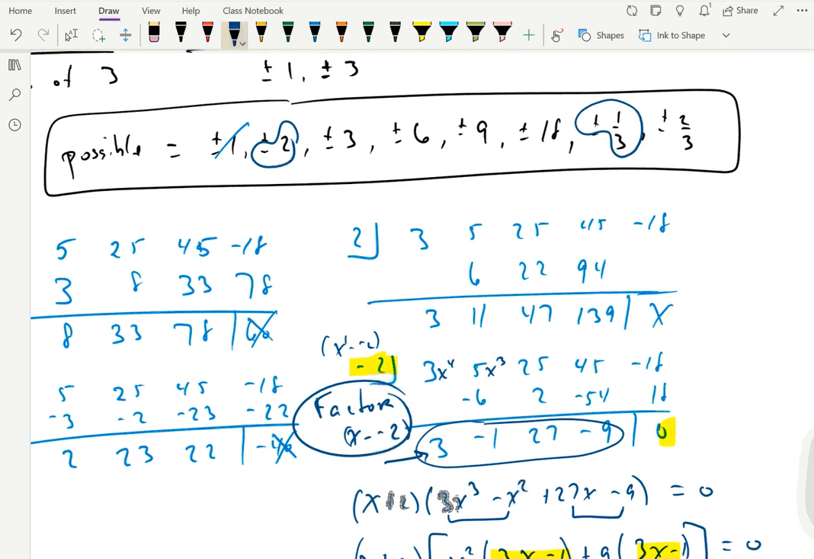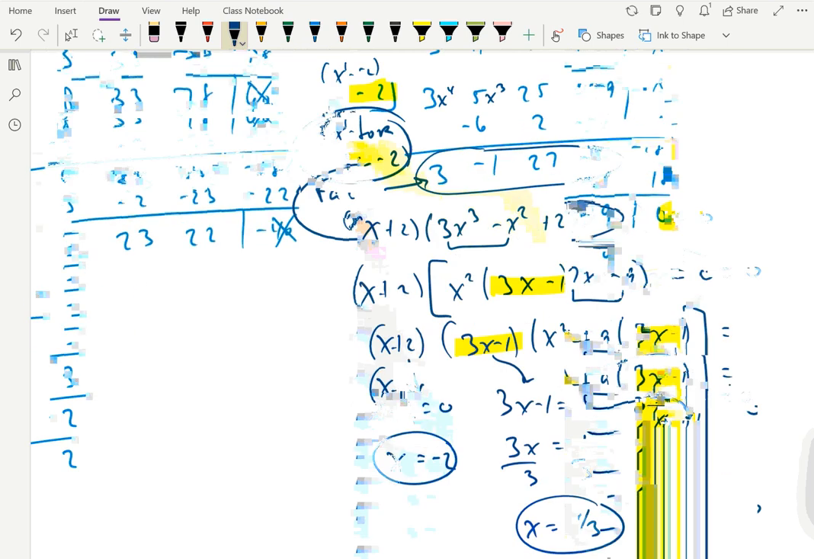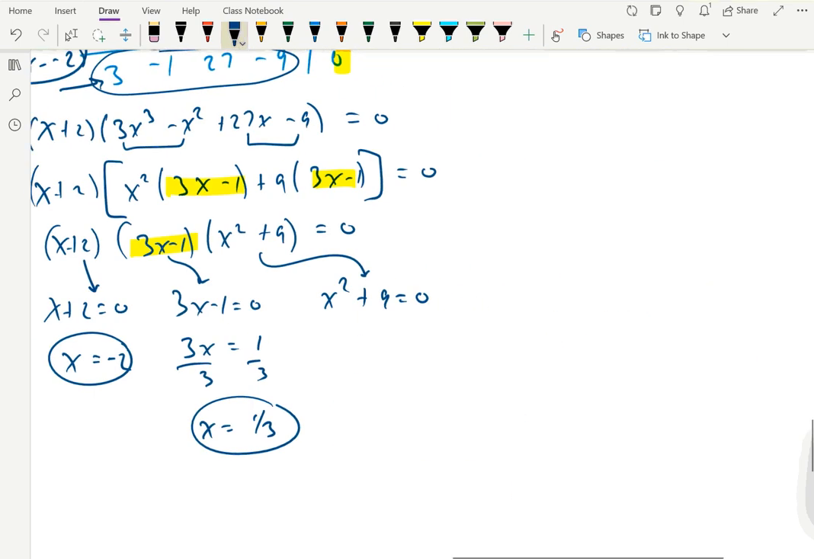If I would have been doing this by brute force, close to the end is where I would have figured out that this was a factor, or a solution, or a zero, or a root. That would have taken me some time. So if we can figure out how to factor this along the way, it makes things go a lot faster.